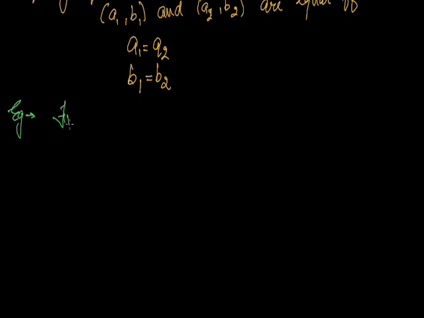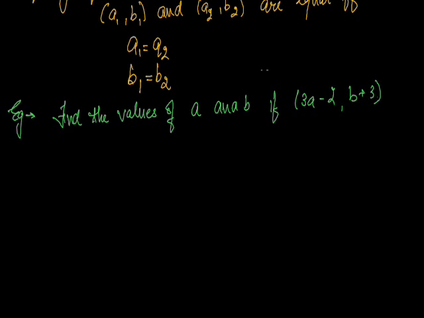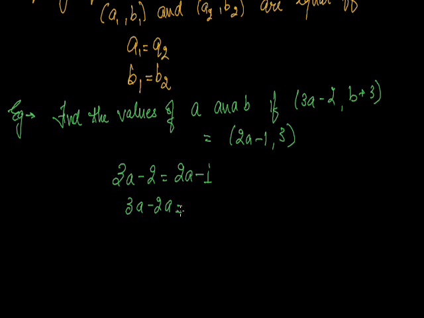Let's move to the example. Find the values of a and b if (3a - 2, b + 3) is equal to (2a - 1, 3). What is given? There are two ordered pairs which are equal, so we have to find the values of a and b. We can equate the first elements of both ordered pairs: 3a - 2 = 2a - 1. If we solve it, 3a - 2a = -1 + 2, that is, a = 1.